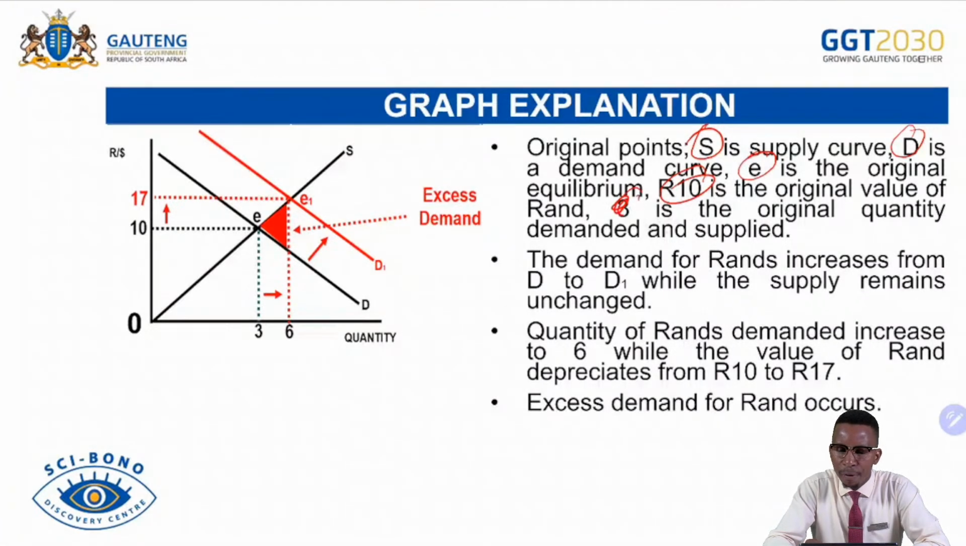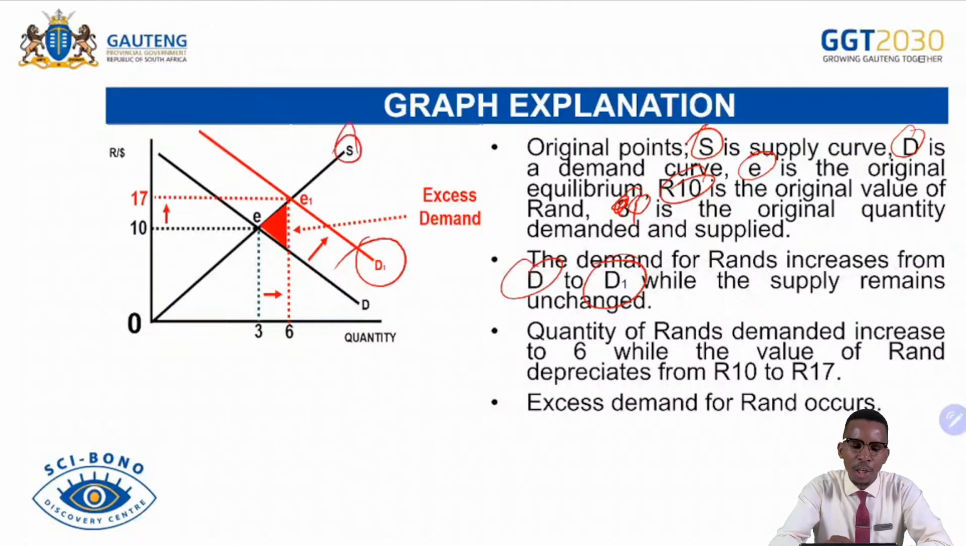And then we have Q, which is, okay, here it is 3. 3 is the original quantity demanded. So the demand for the rand increases from D to D1. We see the demand increasing to D1. Does the supply respond? No, it does not respond. If the supply was responding, it would shift from S to S1. However, there is no increase in supply. It remains constant there. That means the quantity supplied remains at 3, but the quantity demanded is how much? It is 6. That simply means now there is excess demand.